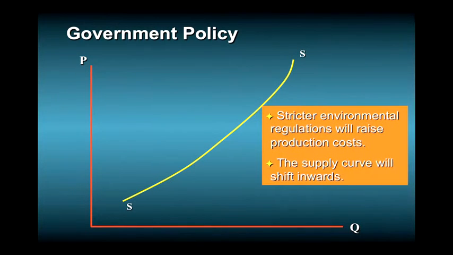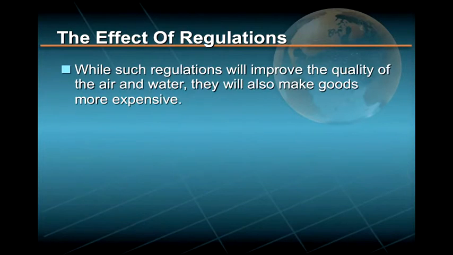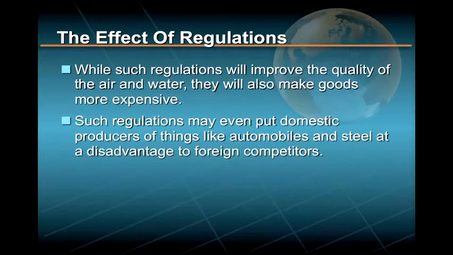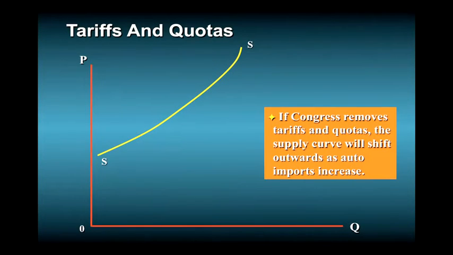For example, if the government imposes stricter environmental regulations, manufacturers will see their costs rise and the supply curve will shift inwards. While such regulations will improve the quality of the air and water, they will also make goods more expensive. Such regulations, as well as others for health and safety, may even put domestic producers of things like, say, automobiles and steel at a disadvantage to foreign competitors. Conversely, if Congress removes tariffs and quotas on, say, the auto industry, the supply curve will shift outward as auto imports increase.